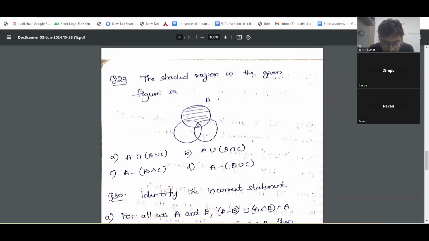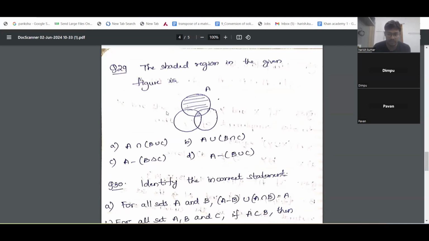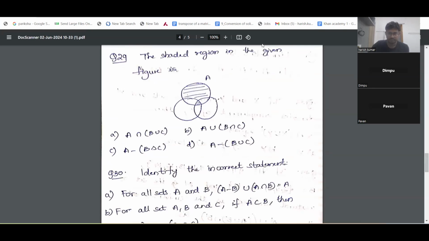The shaded region in the given figure is, what? What is the shaded region? So this is A, this is B, this is C. This is the shaded region. This whole part is shaded, and the common part is there, right? So that is what is given.